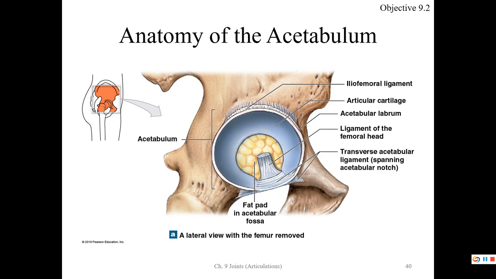Okay? So right here we can see this articular cartilage shaped like a horseshoe or a toilet seat. We could see the labrum around that. We could see the acetabular notch with a transverse acetabular ligament spanning that. Coming from the acetabular notch, we have the ligament of the femoral head coming up here. Okay.